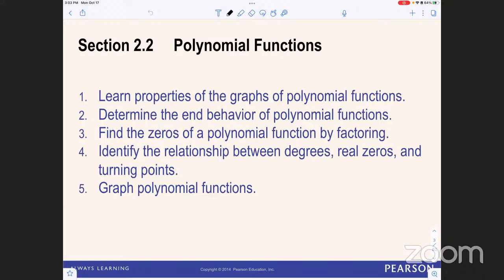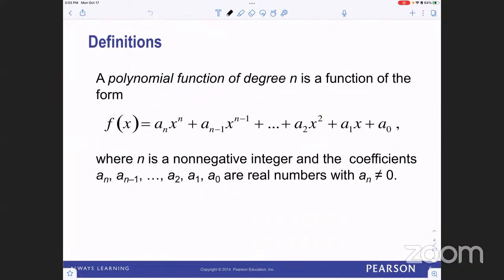Okay, so let's keep going here. We have some definitions. A polynomial function of degree n is a function of this form, where n is a non-negative integer. These are all non-negative integers. The coefficients a sub n, all of these, are real numbers, with the leading coefficient not equal to 0. A polynomial is just a finite sum of monomials.